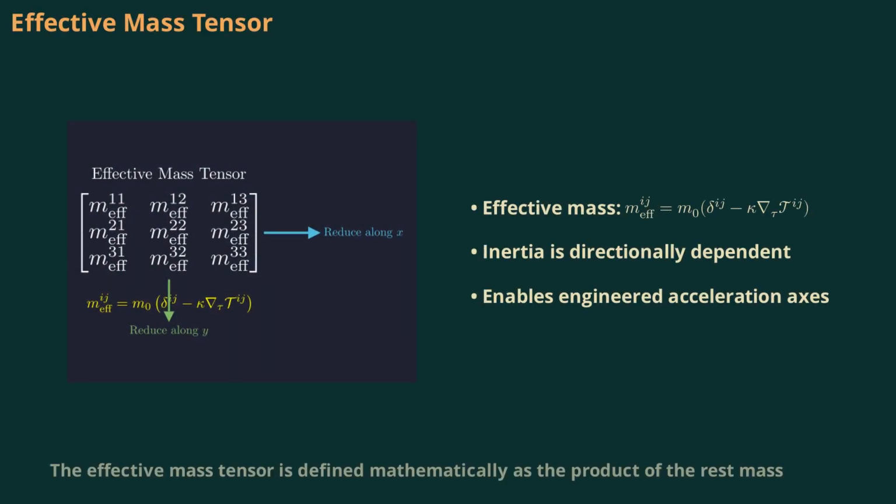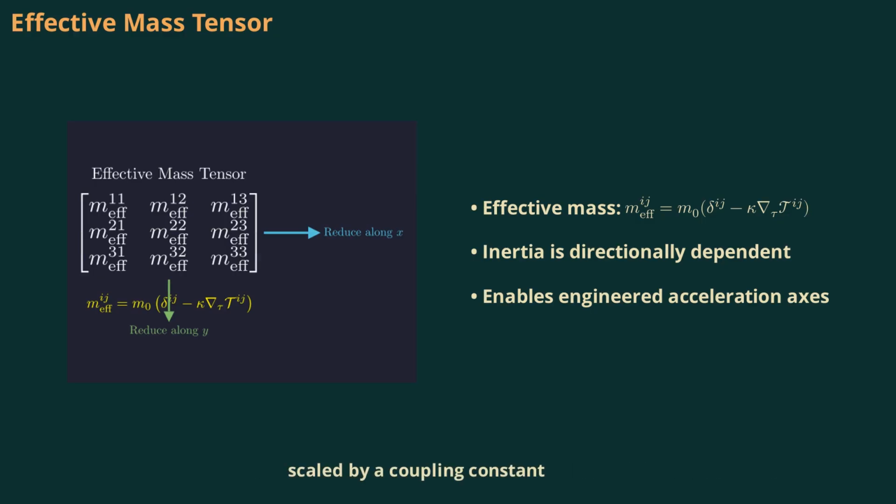The effective mass tensor is defined mathematically as the product of the rest mass and a term that subtracts the influence of the temporal gradient of the stress tensor scaled by a coupling constant.